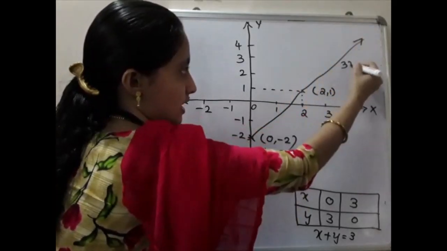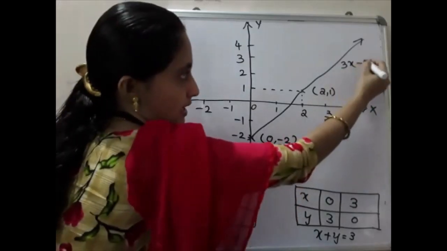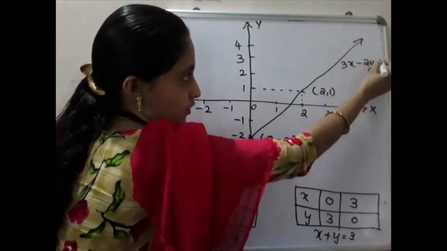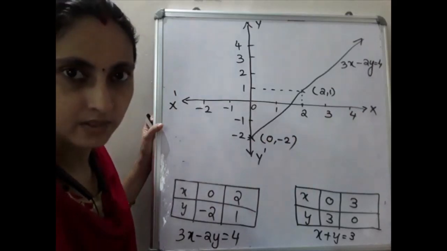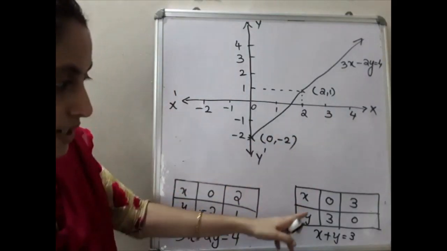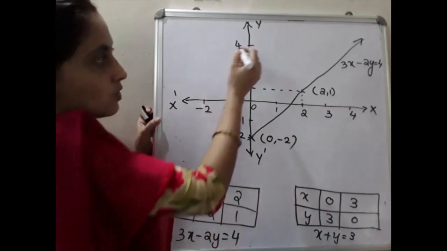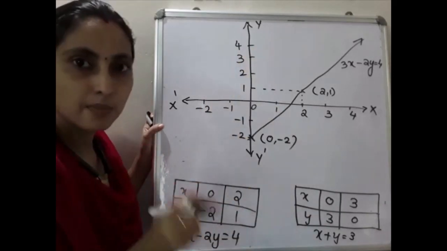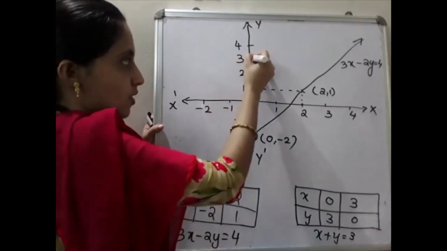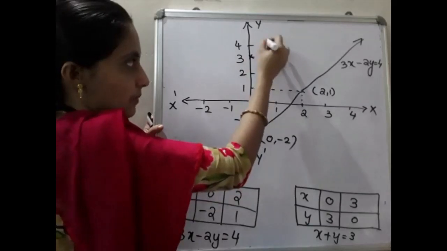Then you have to write the equation. What is the equation? 3x minus 2y is equal to 4. That you have to mention. Clear? Then the second line, what is the first coordinate? (0, 3). (0, 3) means the point on the y-axis. So this point is (0, 3).